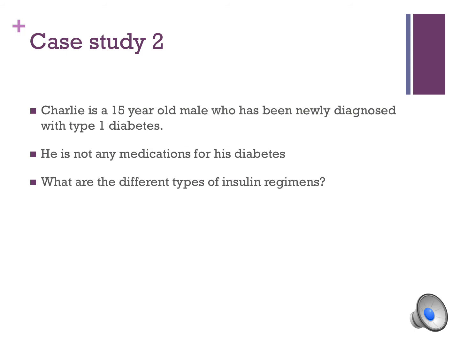The next case is about Charlie, who's a 15-year-old male with newly diagnosed type 1 diabetes, for which he's not on any medications. Have a think about the different types of insulin regimens that Charlie could be placed on.